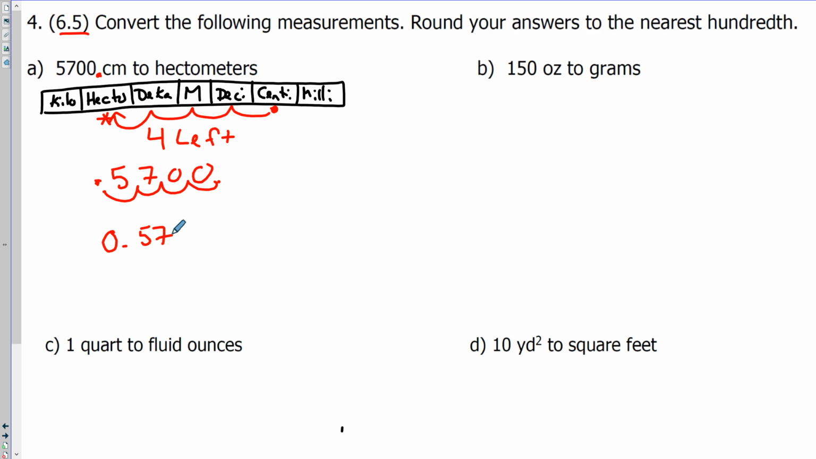So that's 0.57. If you want to include the extra 2 zeros at the end, you can, but they're unnecessary in a decimal number like this. And then I want to make sure that I include my units. This is now measured in hectometers.